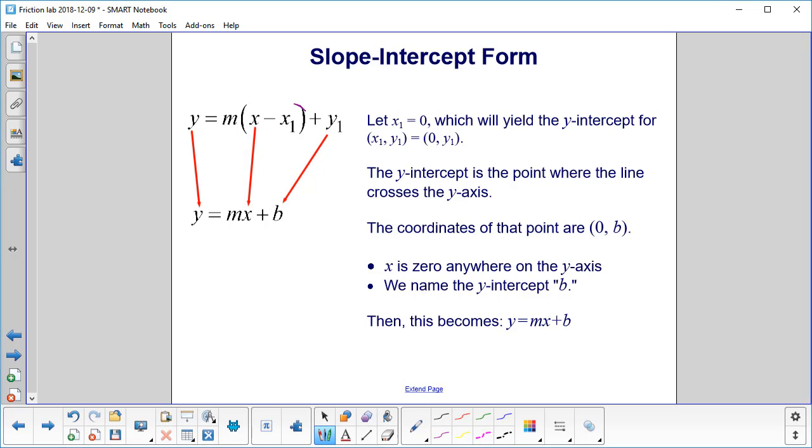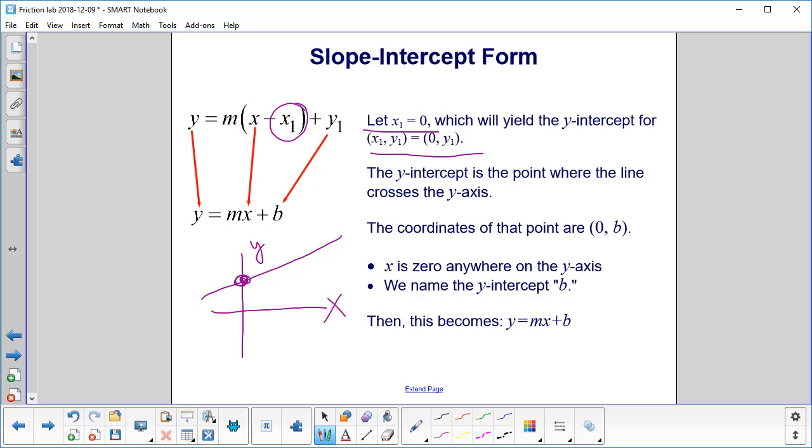We will let this term here, this x1, equal 0. That will yield us the y-intercept, where the point (x1, y1) is equal to (0, y1). See, we've replaced the x1 with 0. So let's look at what that looks like on a graph. Here's x, here's y. If x is 0, plotting (0, y1) will be over here. We call that the y-intercept. That's the point where the line crosses the y-axis. The coordinates of that point we're going to call (0, b).